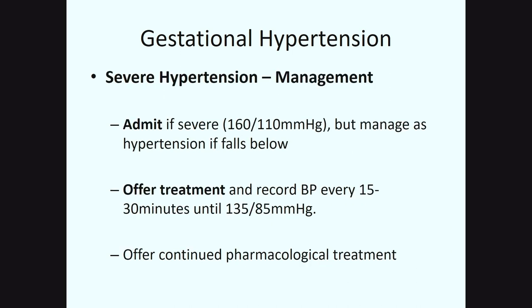But if the gestational hypertension mother has severe hypertension, that means more than 160/110, that patient needs admission. And if the blood pressure comes down to less than 140/90, then we have to manage as hypertension in pregnancy. And this patient needs treatment then and there. You should not wait. And we need to record the blood pressure every 15 to 30 minutes until the target blood pressure of less than 130/85. So a pregnant mother with gestational hypertension presenting with severe hypertension needs immediate treatment. And your target is to bring the blood pressure down to less than 135/85. And that patient needs to continue with the pharmacological treatment.